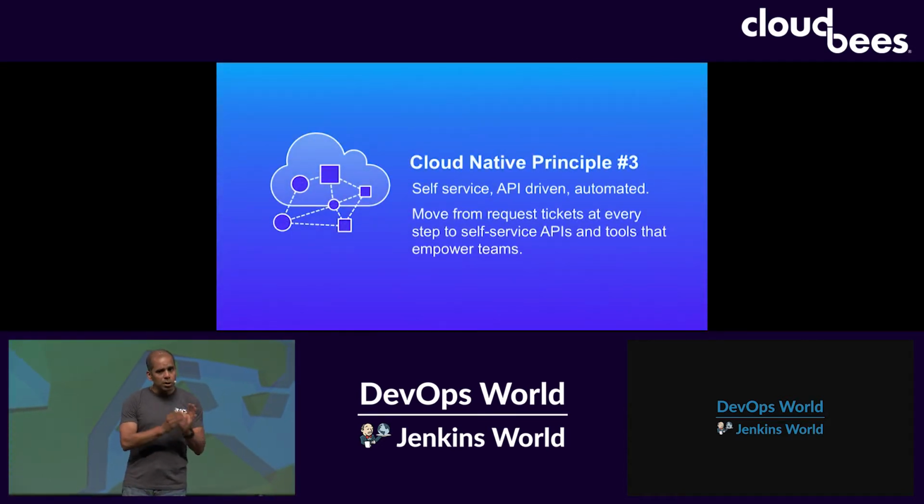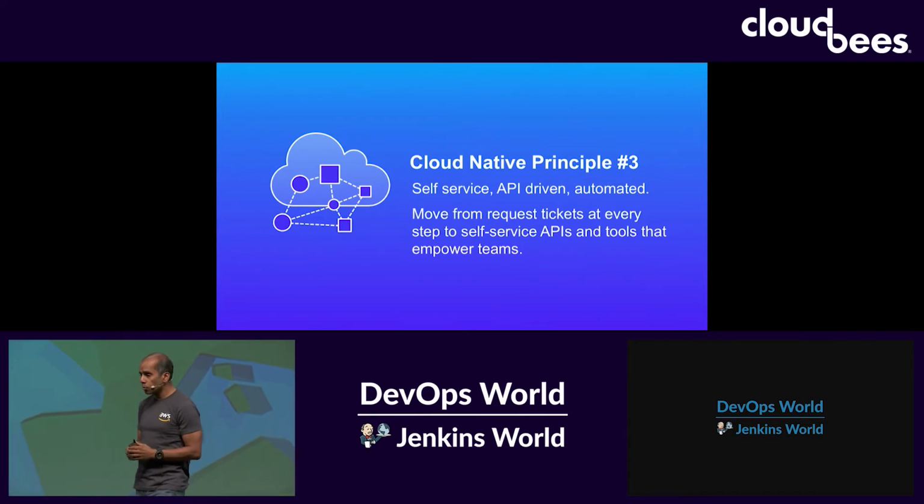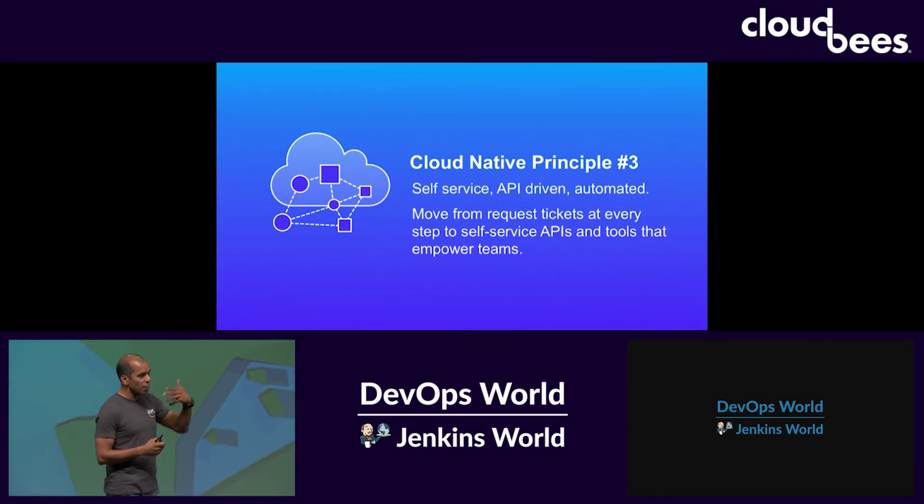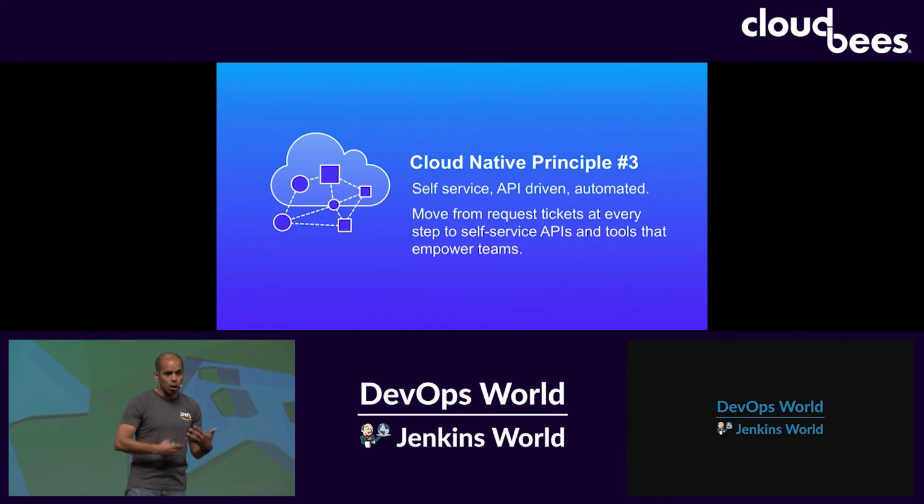So that brings us to our cloud-native principle number 3. What that means is that cloud-native modern applications and the architecture allow us to move to a self-service, API-driven model. You no longer have to file a ticket, wait for a response, and have a human involved. A lot of automation is involved in there.